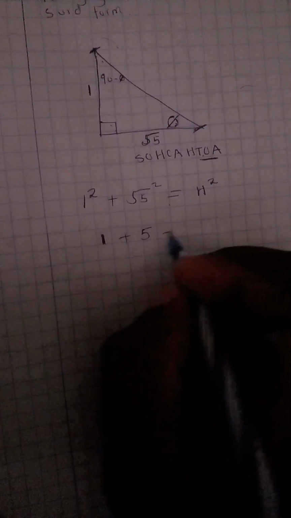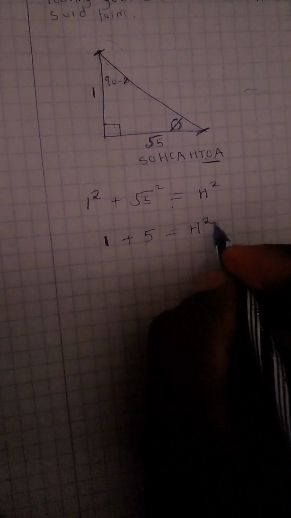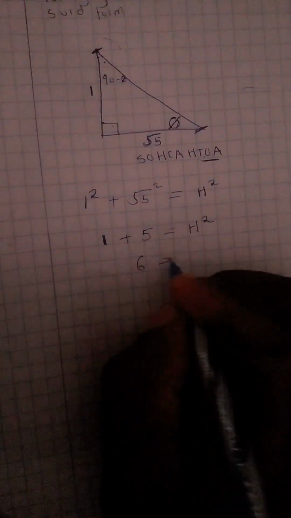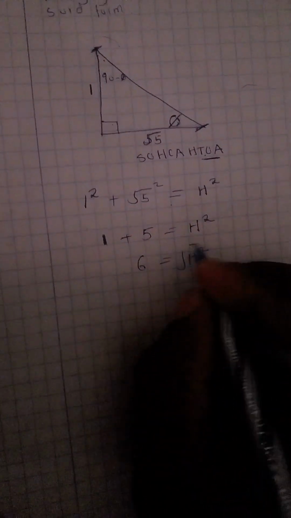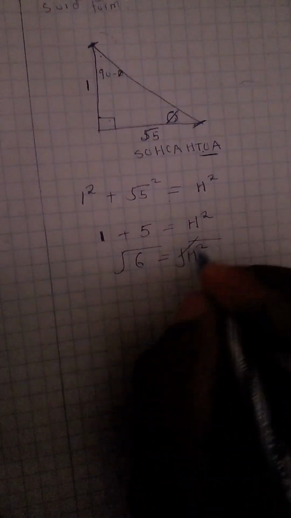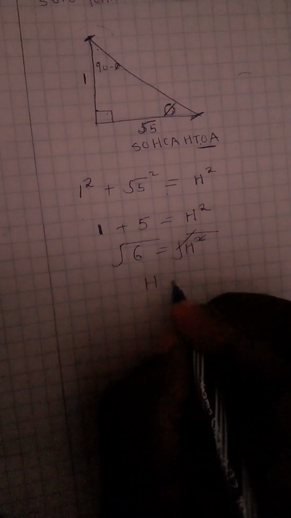So now, 1 squared is 1, plus root of 5 squared is 5, equals the hypotenuse squared, meaning 6 equals the hypotenuse squared. So our hypotenuse is the root of 6. So we have the root of 6 here.